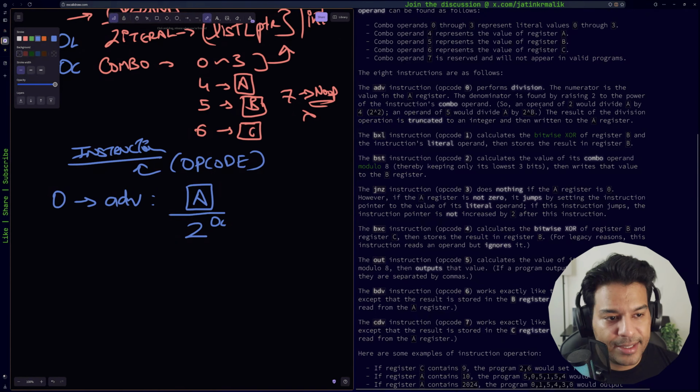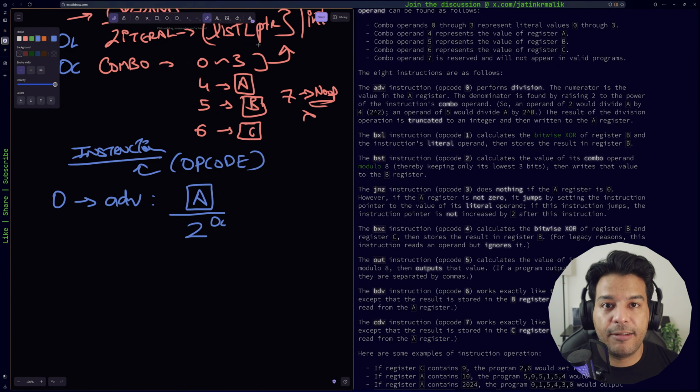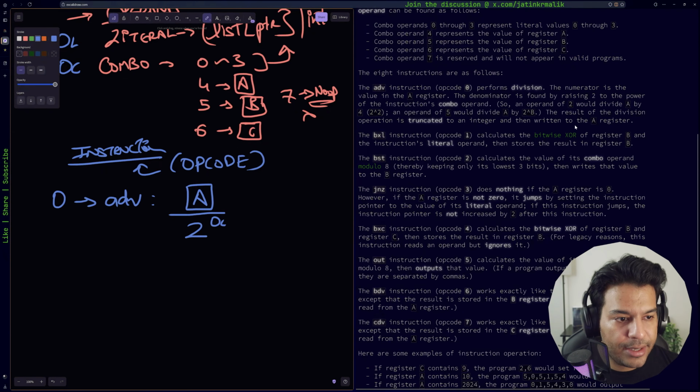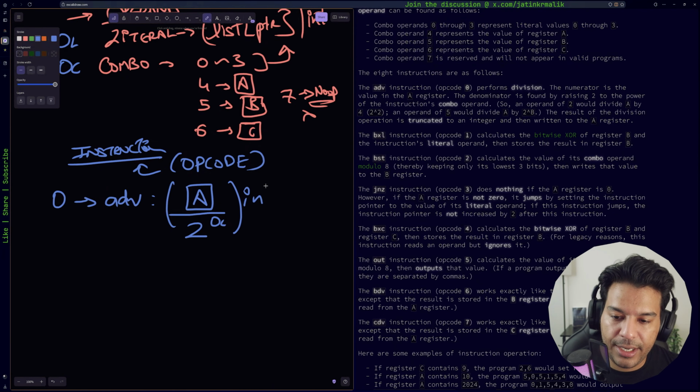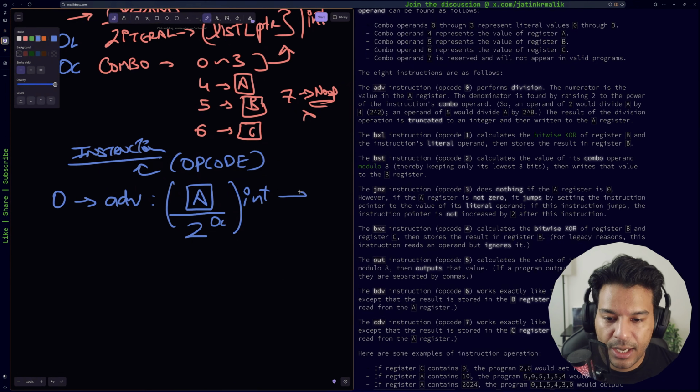It says there is an example given. An operand of 2 would divide A by 2 raised to the power 2. An operand of 5 would divide A by 2 raised to the power B, because it's following the combo mechanism where it will point to this. So 5 will not be the literal value of 5, but the value stored in register B. The result of the division operation is truncated into an integer and then written into the A register. So once we do this, we are casting it to an int because it can be a float. We are doing division and then storing the value back into A, overwriting the value in A.